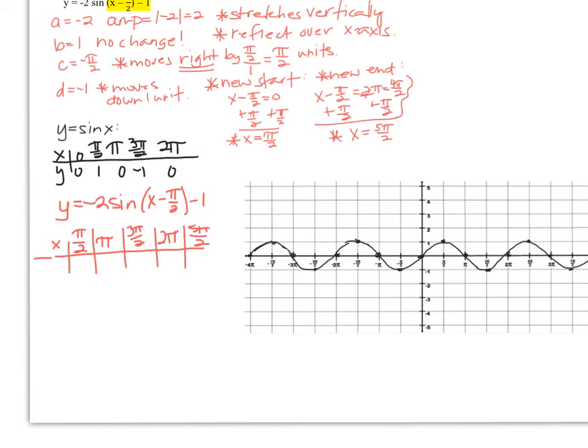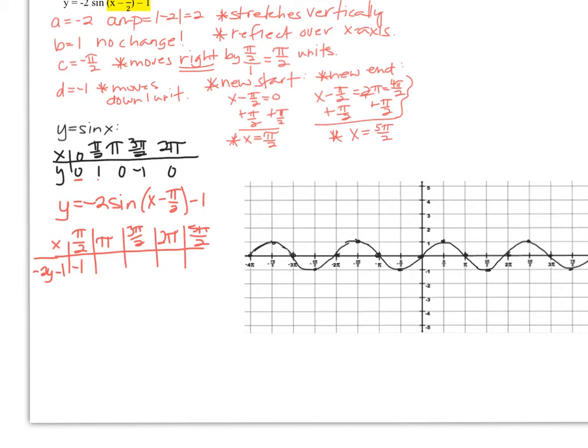For our output values, remember we have A and D that are going to affect where the outputs go. A is -2. That means we're going to take all of our original outputs, multiply them by -2, and then subtract 1. Looking at your original outputs, the first output is just plain 0. And if you multiply 0 by -2 and subtract 1, you get -1.